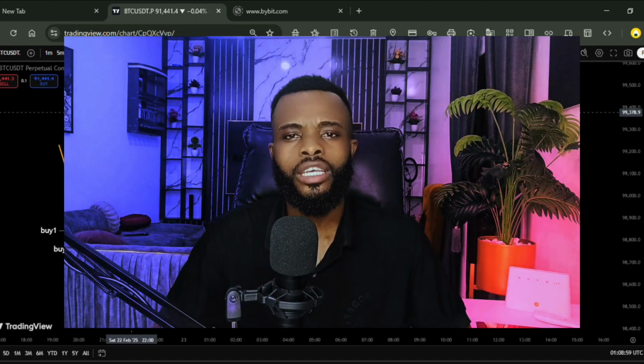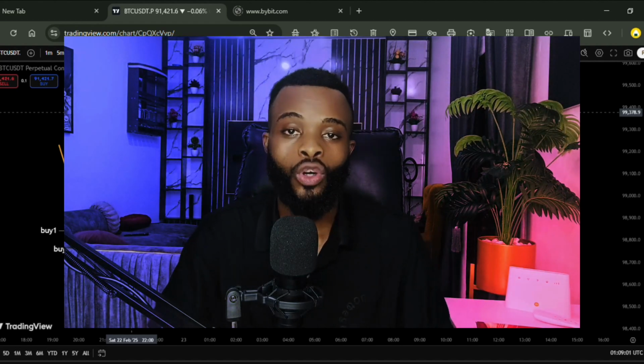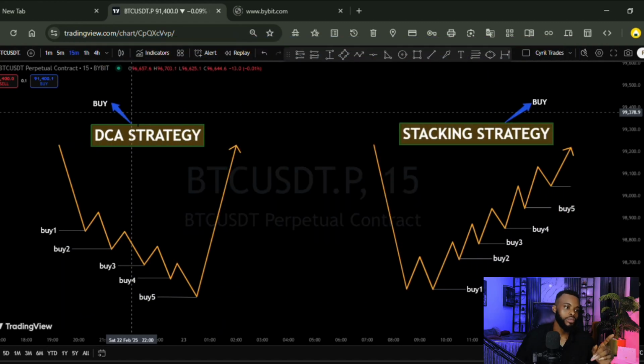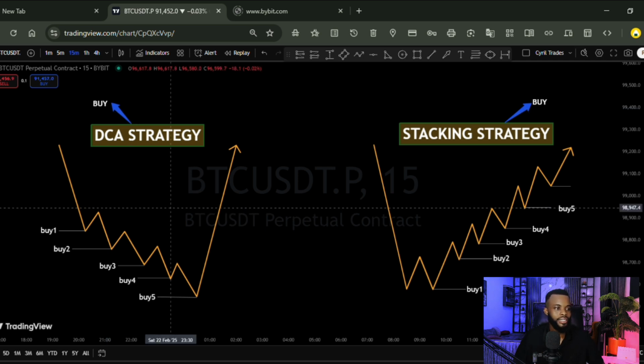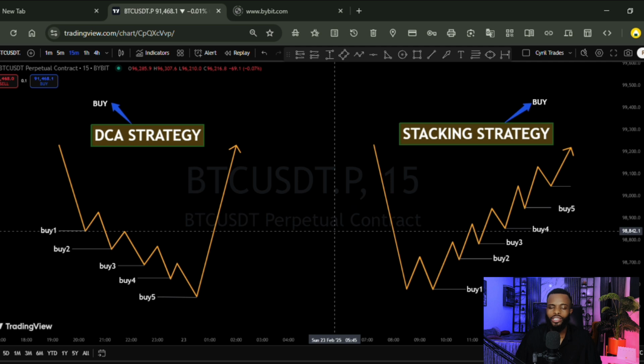So DCA simply means dollar cost averaging. In this scenario, we're going to be discussing the buy section first, and after this we are going to head over to the sell section. Here, the DCA strategy means you are buying at a cheaper rate. You want to buy an asset at a cheaper rate so that when it goes up, when we have the major move to the upside, you are able to sell, making massive profit.